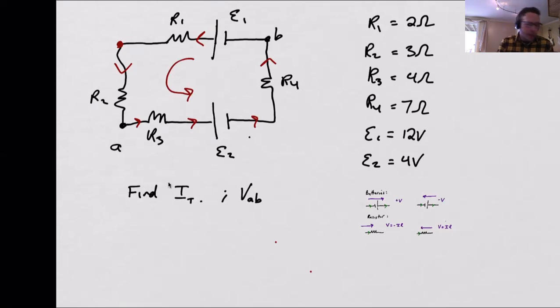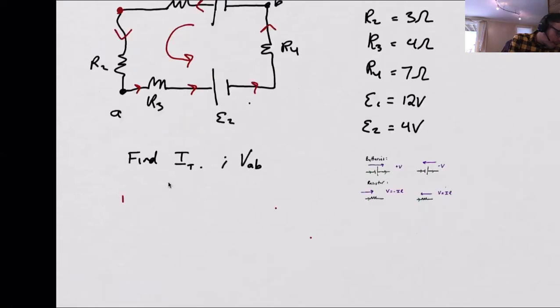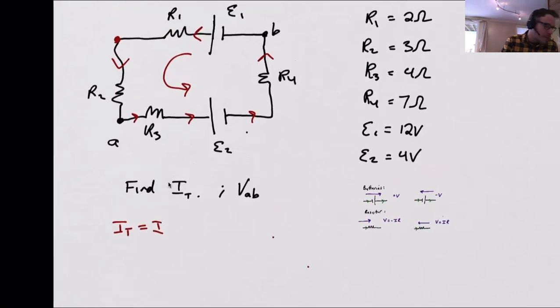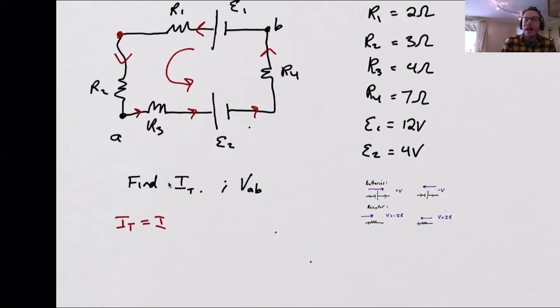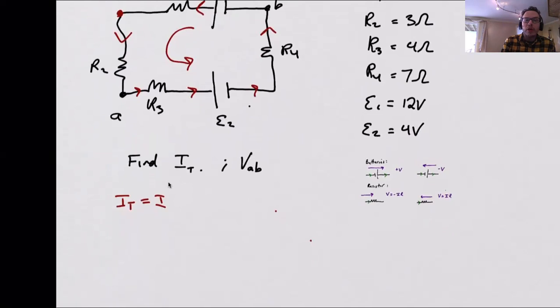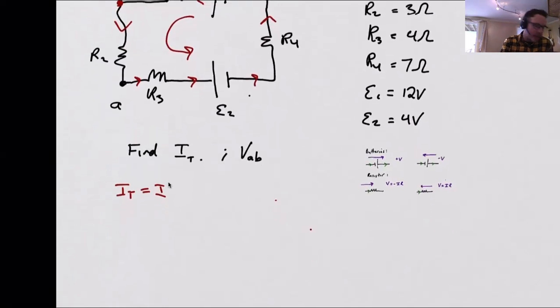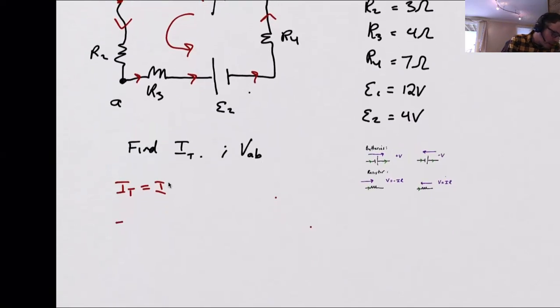There's no junction, which means I'm just going to call I total the same as I, because wherever one charge has got to go, it's got to go through the others. Here we go. Starting from that top left corner, I go across the resistor R2 in the direction of current, so I lose an I R2. I then go across the R3 resistor in the direction of current. I lose an I R3.